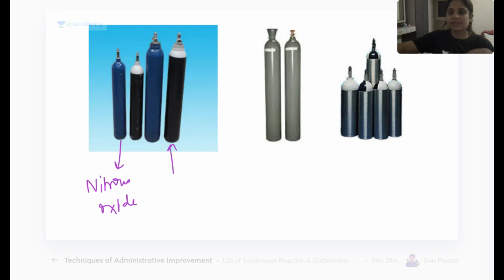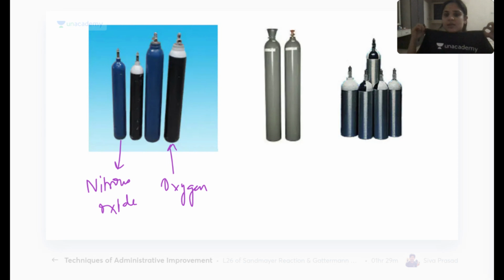Black cylinder with white shoulder. Looks like the Unacademy t-shirt. Black body, white shoulder. Yes, this is my oxygen cylinder. Remember, Unacademy is the oxygen to your success in the exams. So that's how you can remember the oxygen cylinder color. Gray color cylinder, carbon dioxide. Very good.